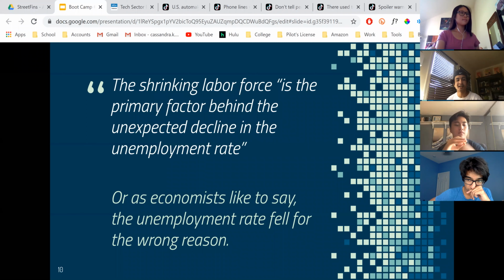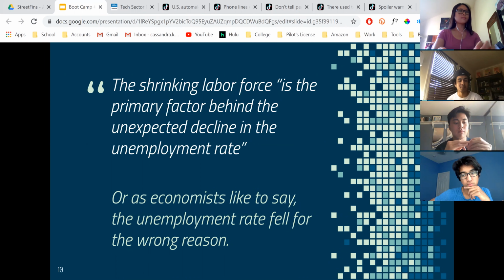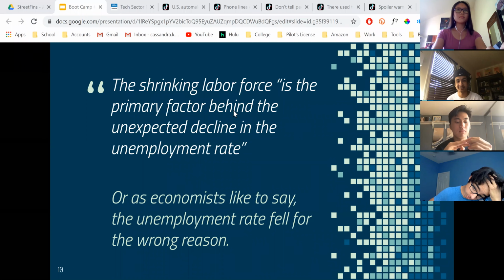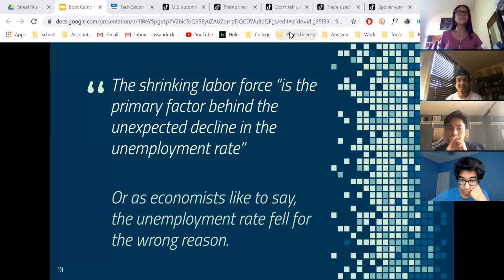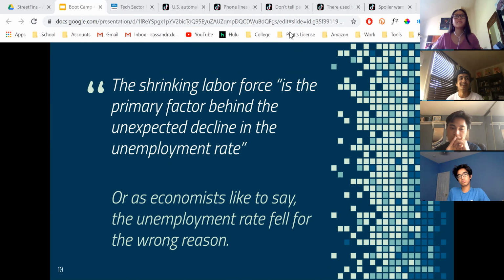So one thing I want to really emphasize, before we move on to interest rates, is that the way we calculate unemployment is flawed and it can be pretty misleading sometimes. So this is a really good quote: the shrinking labor force is the primary factor behind the unexpected decline in the unemployment rate. Or in layman's terms, what we like to say is the unemployment rate fell for the wrong reason.